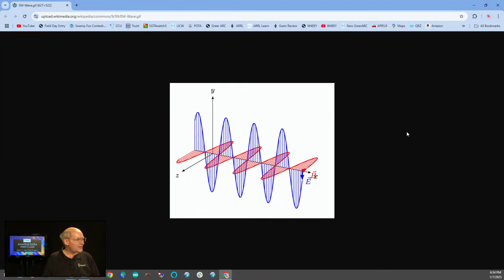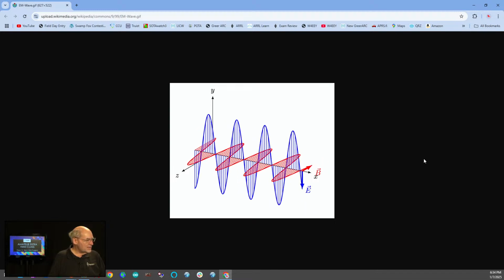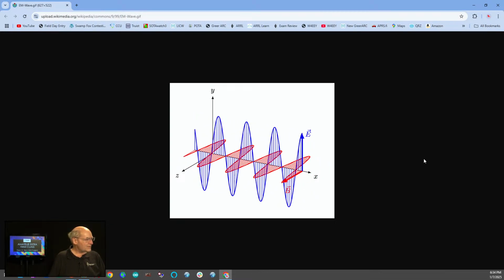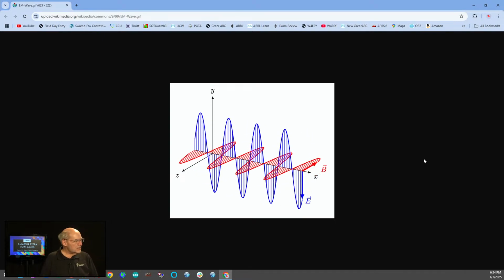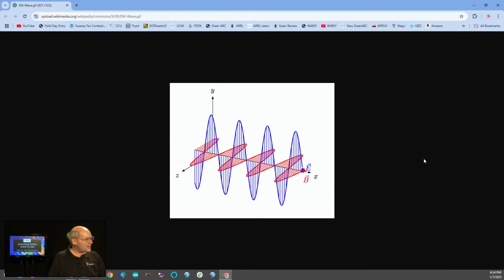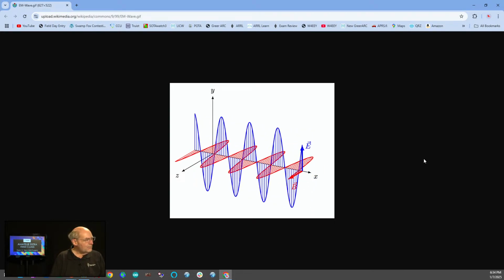There we go. So you can see the E field is the one that's vertical. It's a little bit easier to see here in the animation. And the wave is going out. That's the x-axis. So this is a vertically polarized signal. And if we flipped it 90 degrees, it would be horizontal. So that may be helpful there.